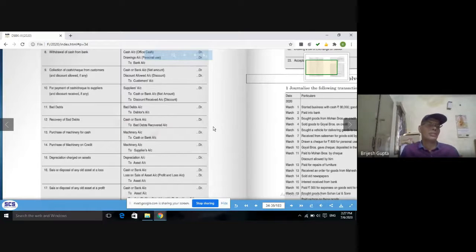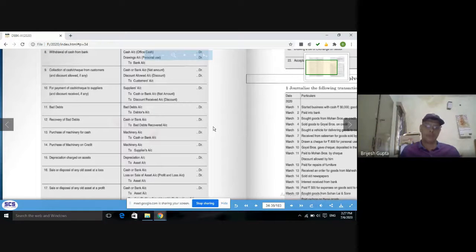So now cash sales of goods. So what is happening here? Cash will be coming, right? So cash account debit and sales is the revenue income. So credit. Cash account debit to sales account.